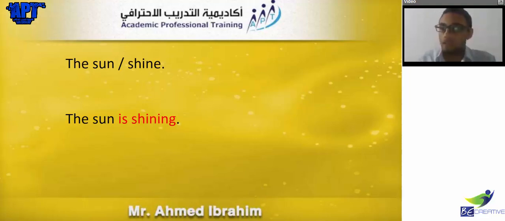Can you see the mouse? If you look here and focus, you'll find that in the original form of the verb shine, we have an E at the end of the verb. But in the sentence with the present continuous, we don't have this E. So you have to be very careful. We have something like a rule in English.